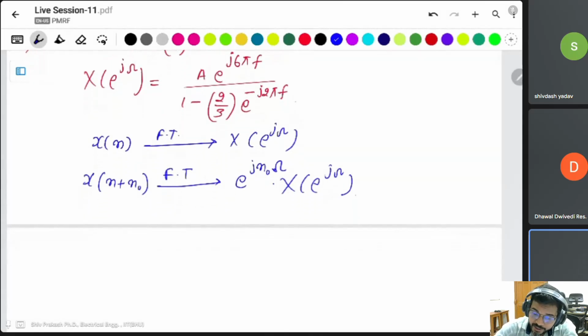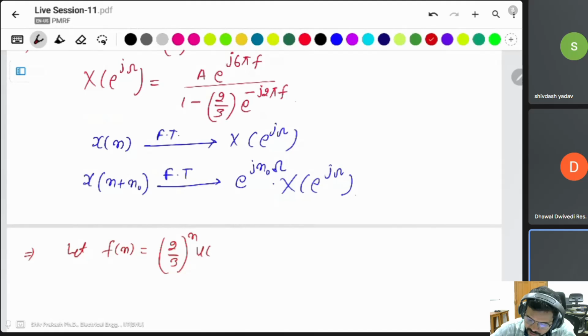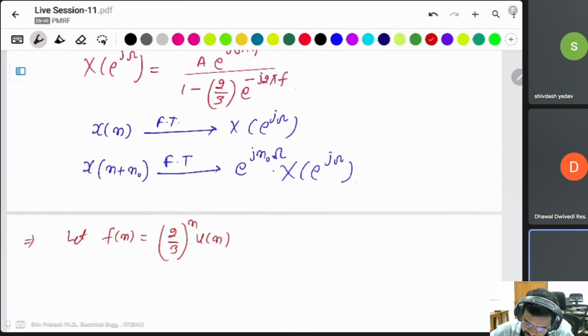Okay, let's try. Let the function f[n] be equal to (2/3)^n u[n]. Then the Fourier transform of this one, you know, is alpha^n u[n] gives 1 divided by 1 minus alpha e^(-j omega), where alpha is 2/3.